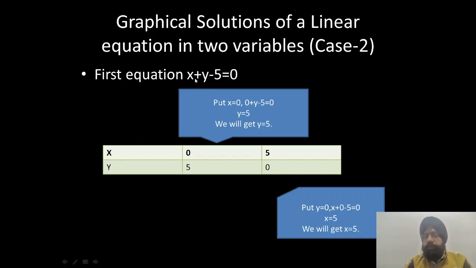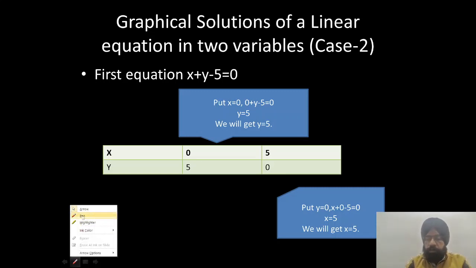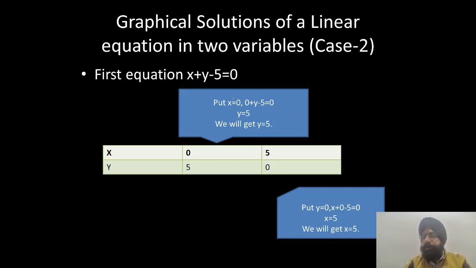First of all, the first equation was x plus y minus 5 equal to 0. Now you all know the steps. Put the value of x as 0. You can take any value of x, but if we take x as 0, it is going to be more convenient for us. We will be able to solve this equation very easily.